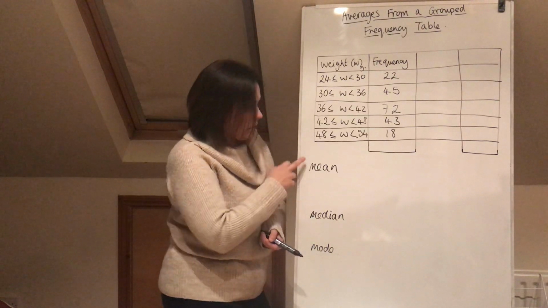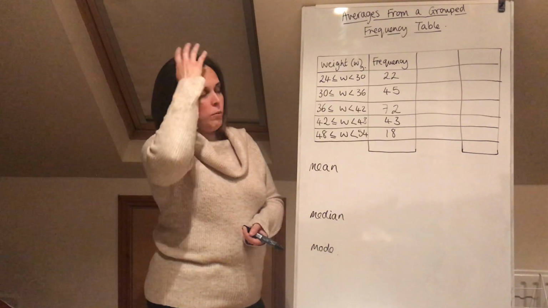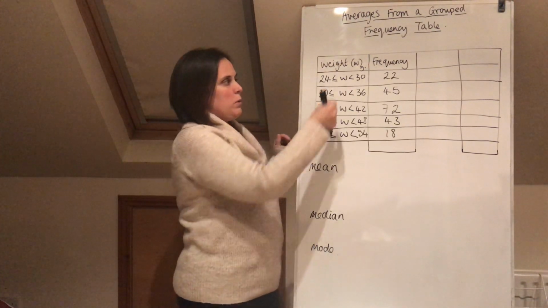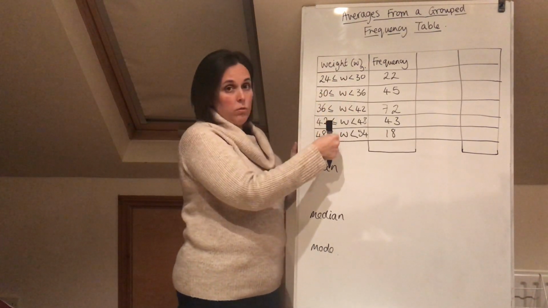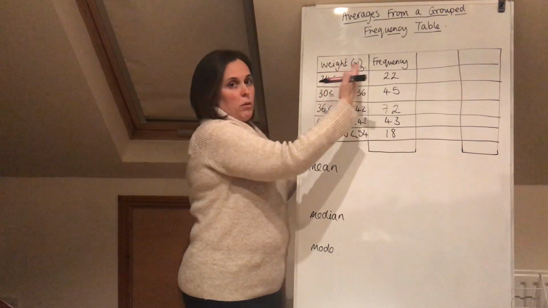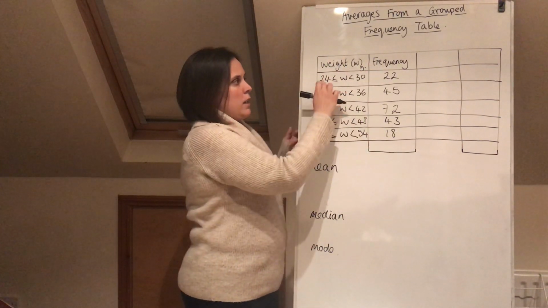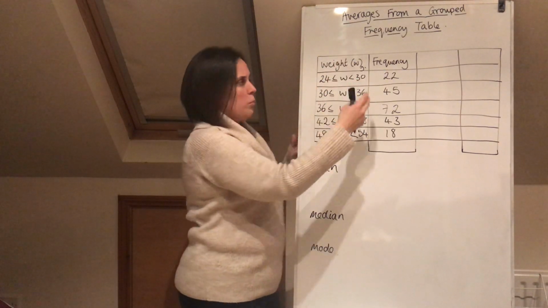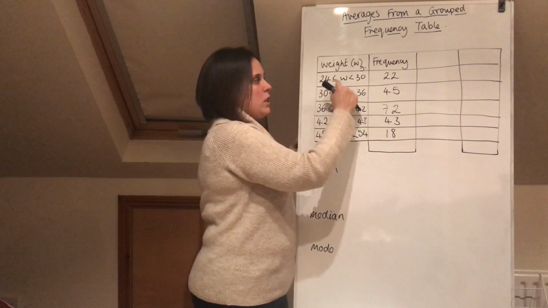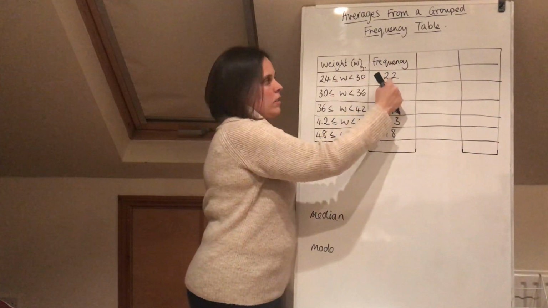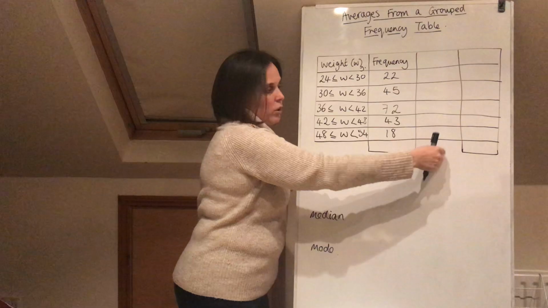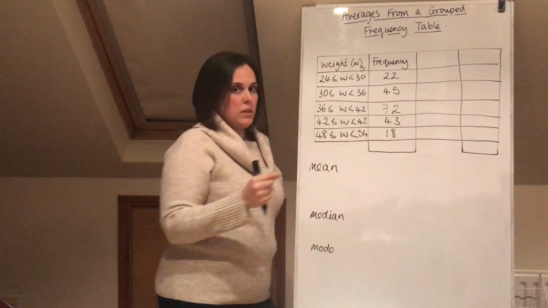Now, calculating the mean, when we did it with a frequency table, if you remember, these were just single numbers and we just did a multiplication. Say this was just the number 24, there were 22 that weighed that particular weight, so we did that weight times the 22, we filled in this column, then we added up that column and divided by the total frequency.